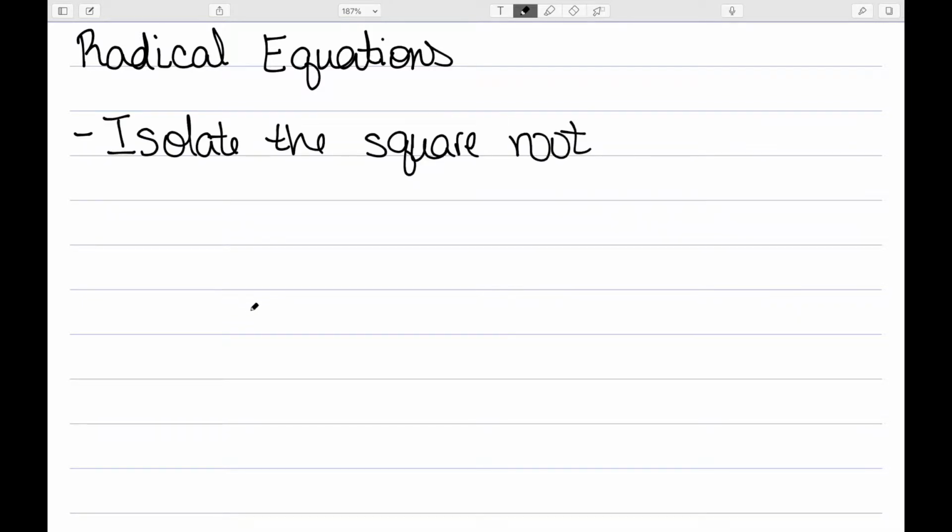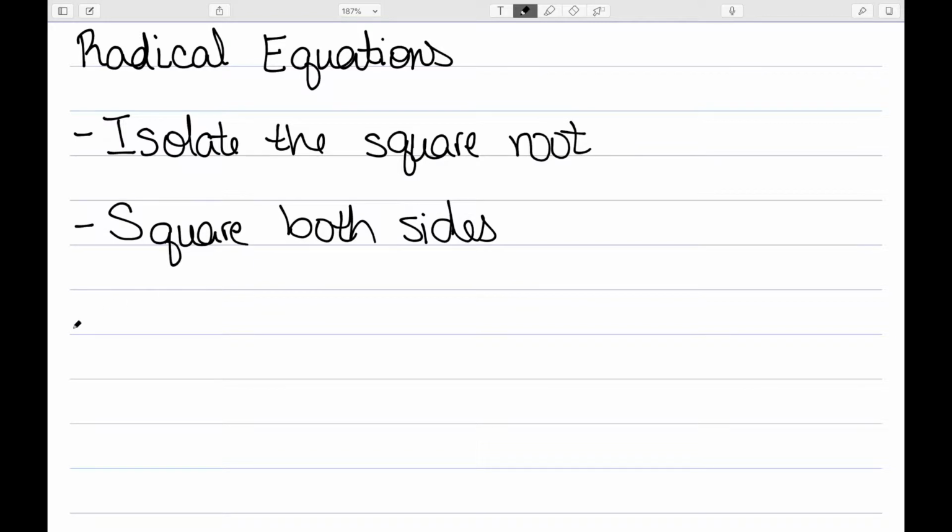Let's look at solving radical equations, or equations with roots in them. The first step is to isolate the square root. In other words, get the square root on one side of the equation by itself. From there, we can square both sides of the equation. We can then solve that equation using other methods.